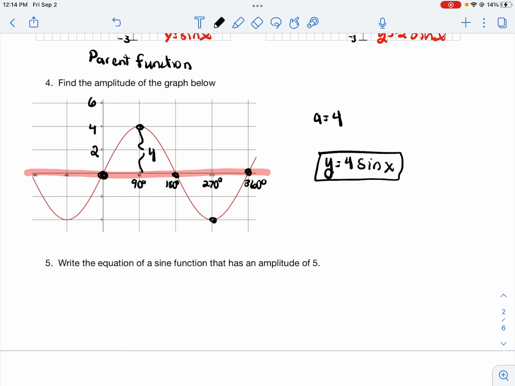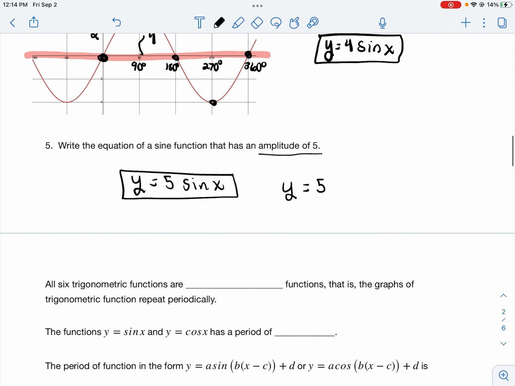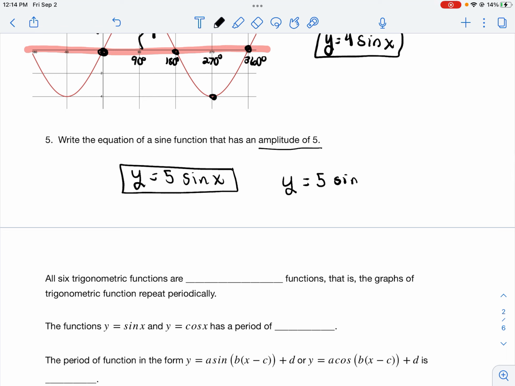Now in our next example, it asks us to write the equation of the sine function that has an amplitude of 5. Well, y equals 5 sine of x. Done. Now you could have gotten fancy, and as you can see from that transformation form, I do have some other numbers that can go in. So maybe you'd write 5 sine of 2x plus 2 or something like that. That would work as well. The key thing is that your a value needed to be 5 and you needed the sine function.